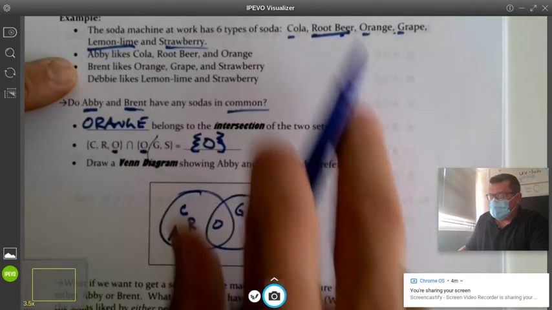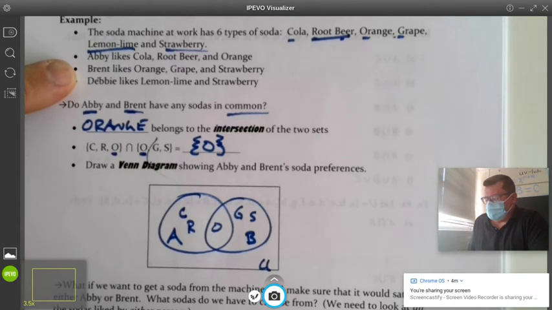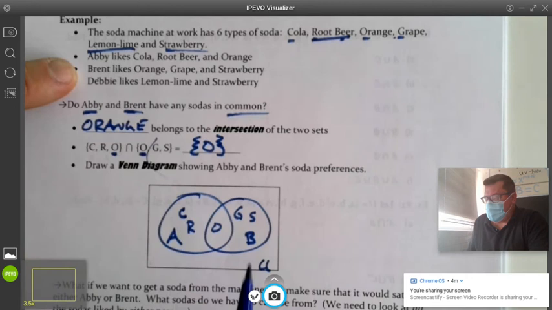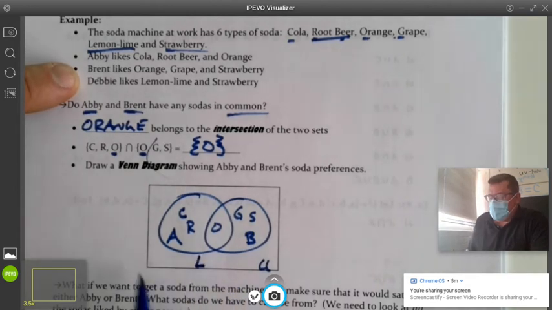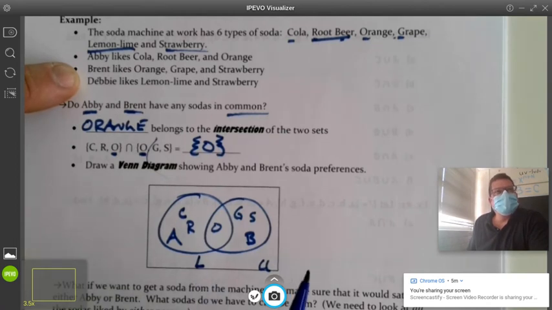What kind of sodas do neither of these two kids like? Cola. We got Abby likes one. Say it again. Lemon lime. So we took care of all the sodas. Abby liked these three. Brent liked these three. They overlap in orange, and neither of them likes lemon lime. So far, so good? Yeah.